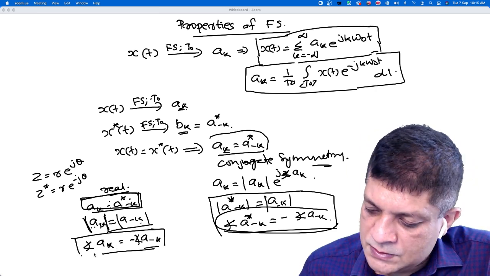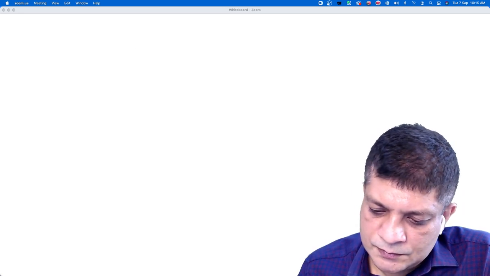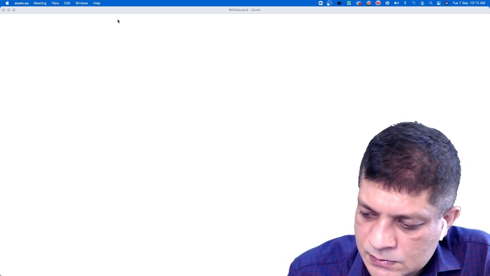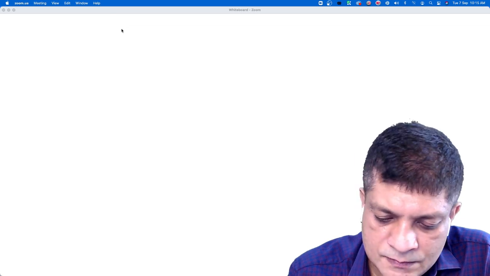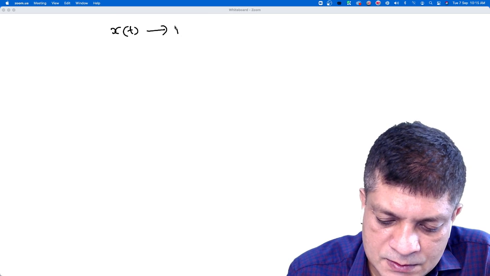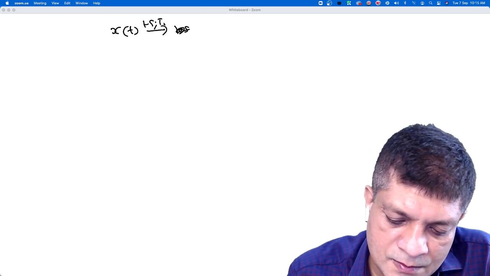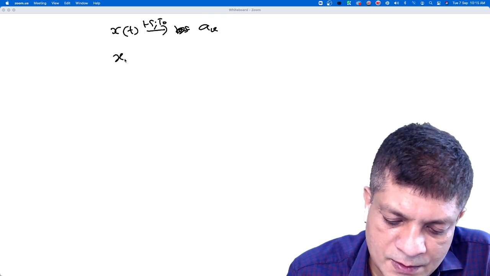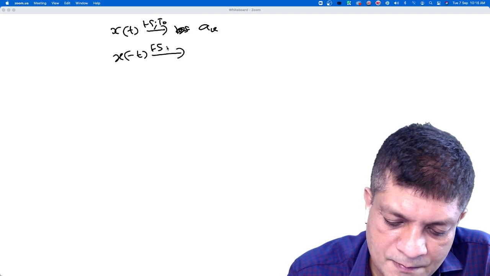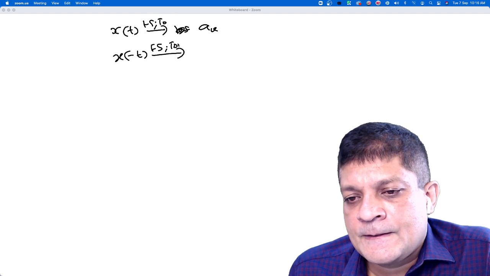So now let us discuss the next property. Did we discuss this property? x(t) has Fourier series coefficients denoted ak. Then what about x of minus t? Did we discuss this property in yesterday's class? No, sir.